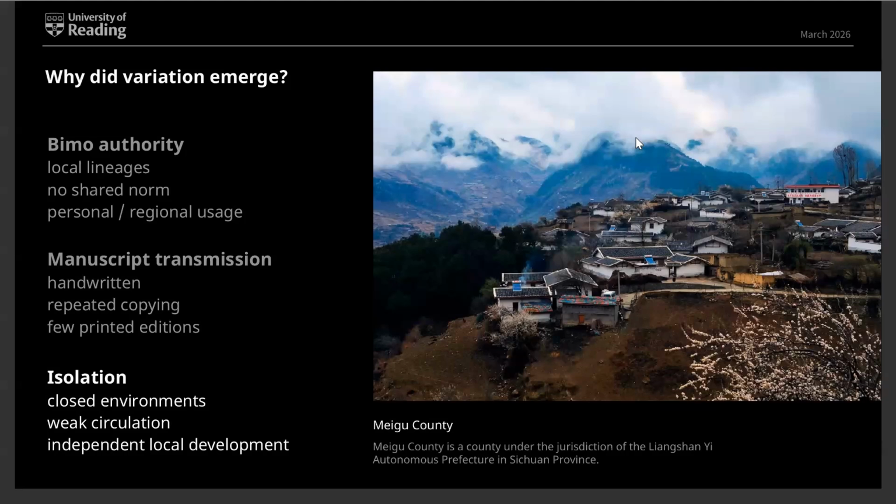Third, many communities were relatively isolated from one another in the past. As this image shows here, many Yi communities traditionally lived in mountainous areas, which made contact between regions more difficult. Because of this, circulation was often limited, and local writing traditions could continue independently for a long period of time. That is why variation was shaped not only by language, but also by geography and local social conditions. Taken together, those 3 factors help explain why variation became so extensive.